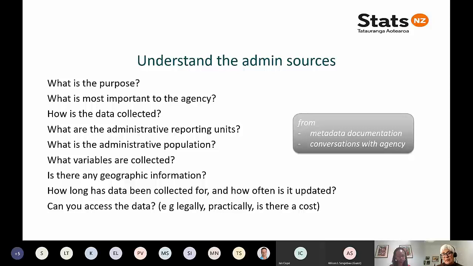How long has it been available for? How often is it updated? And a pretty basic one is, can you actually access the data? Is it legal? Can you do it practically? Is there a cost? So those are the kind of questions that we started with.